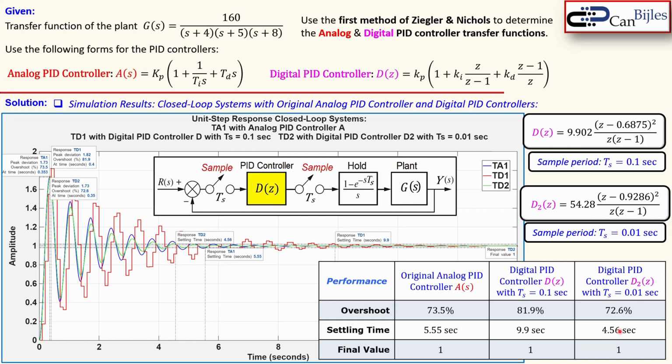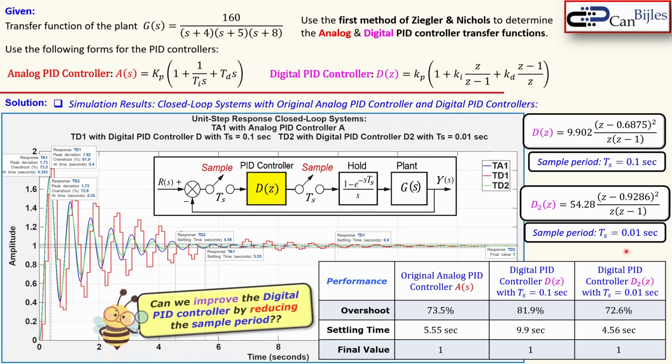The settling time is also reduced, so much smaller than before for the digital system, also smaller than analog, and the final values are all 1. So you might say, well, it is actually getting better by digitizing this and also taking a sampling period which is smaller than what we had before. So this might be making the performance of our closed-loop system in the digital domain much better if you choose a smaller value here, maybe 0.001. Why not that?